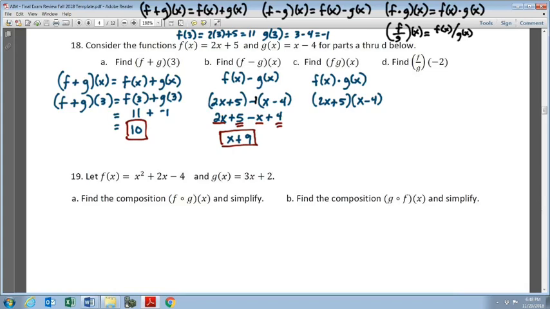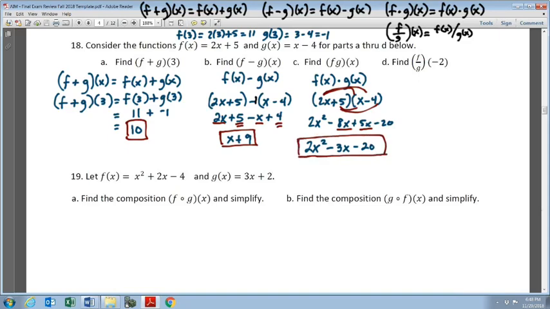So here we're going to use FOIL. So we get 2x squared, then a minus 8x, 5x, and a minus 20. And notice you got a couple like terms there. You get 2x squared minus 3x minus 20.